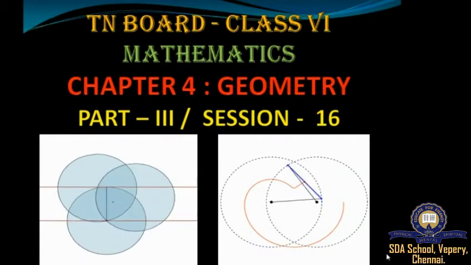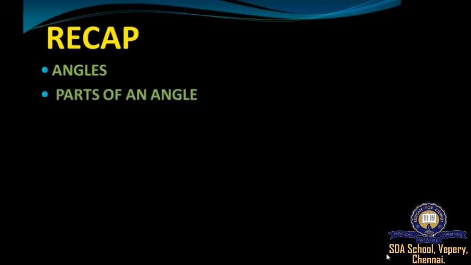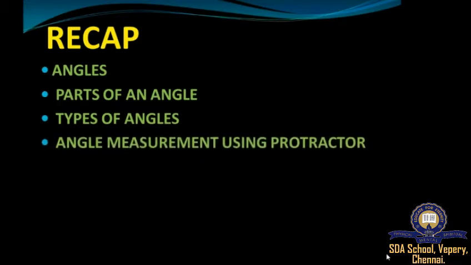Before we move on to today's class, we'll have a recap of what we learned in the previous class. First we looked into angles and the parts of an angle, and next we moved on to the various types of angles, followed by angle measurement using a protractor. In that we saw the steps to measure an angle and we solved exercise 4.2.